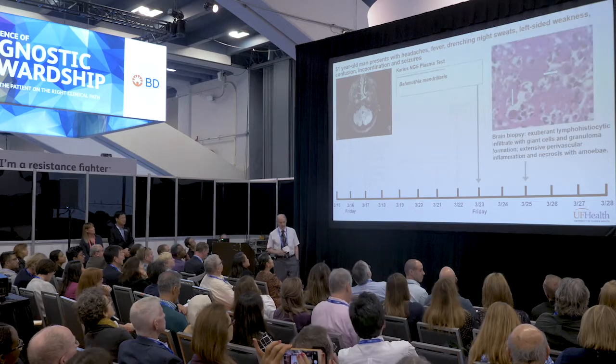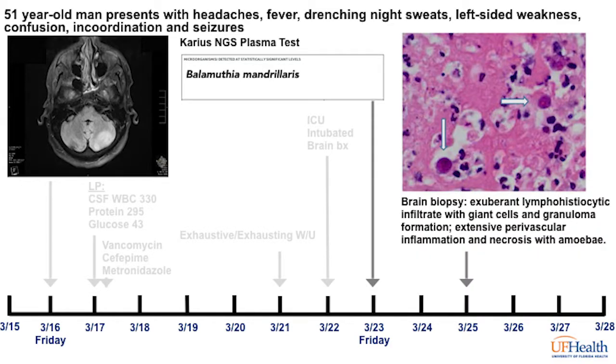On the biopsy, once the pathologists knew about the diagnosis, they were quick to find it. And the arrows point to a couple of amoebae in the brain parenchyma. There's also extensive necrosis and vasculitis.